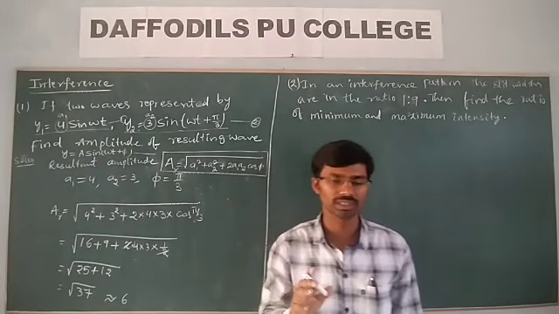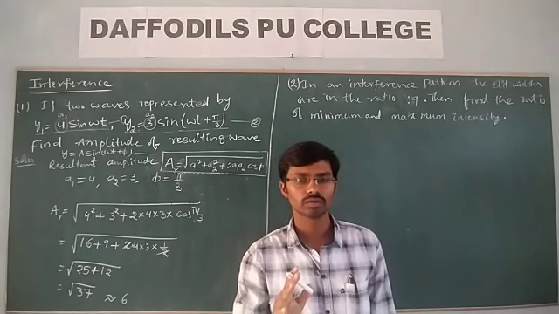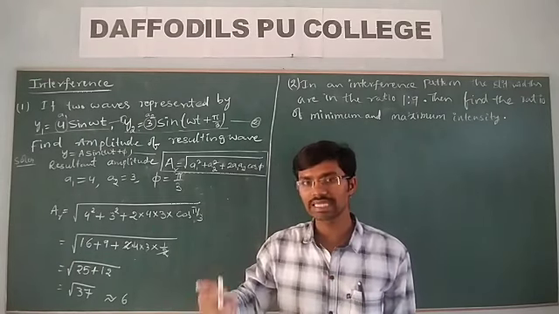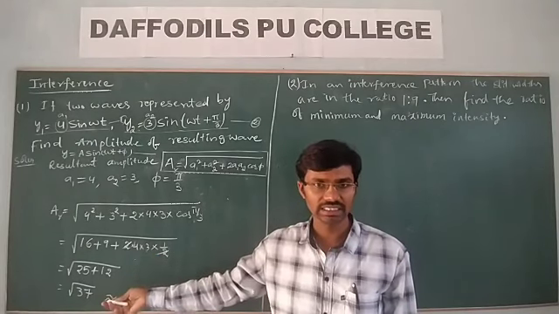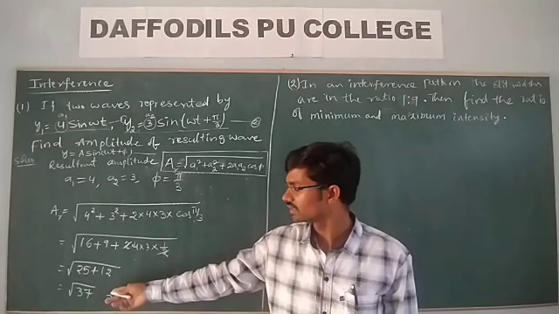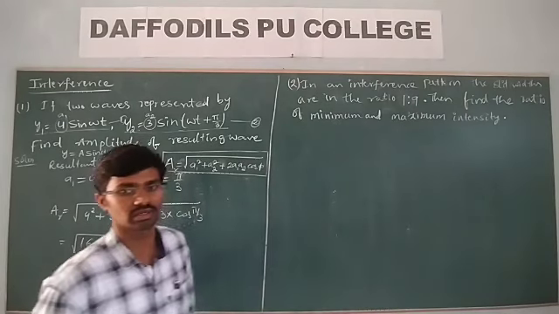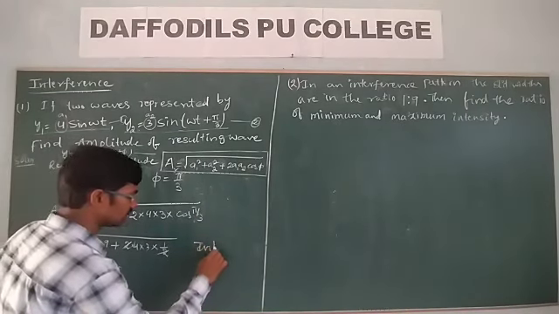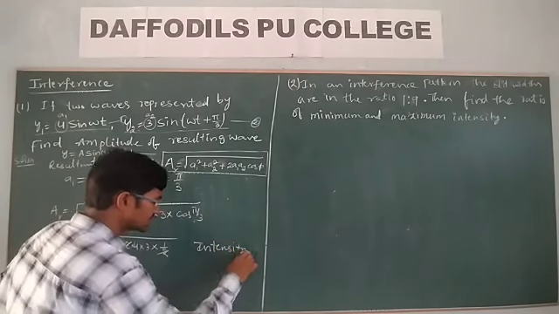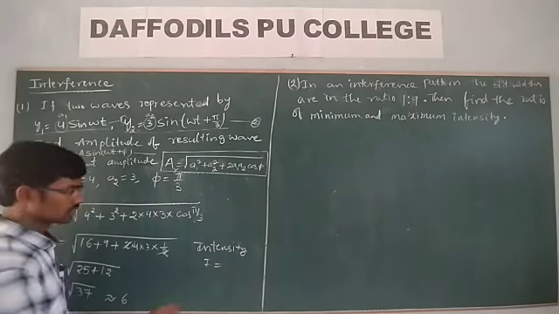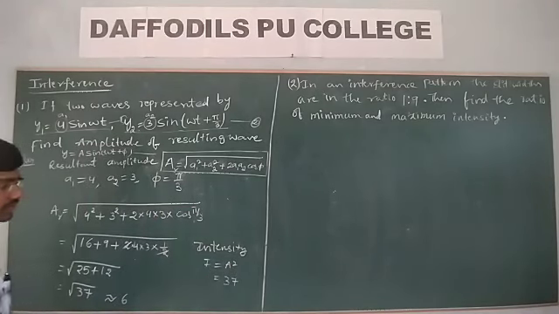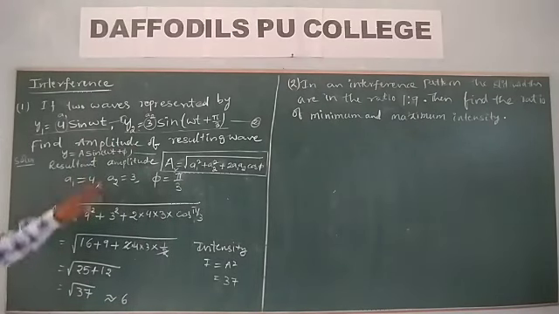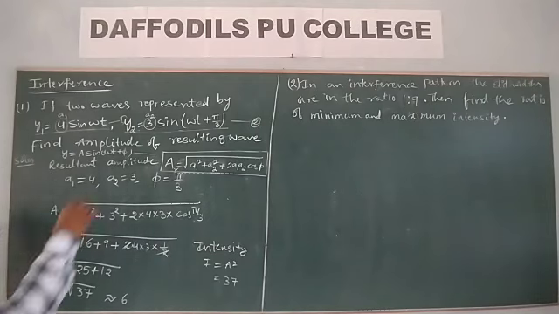I hope you understood how to find the resultant amplitude of the wave. If they ask for intensity, intensity is directly proportional to A square, so the intensity of this wave is 37. Intensity I equals A square, which is 37.